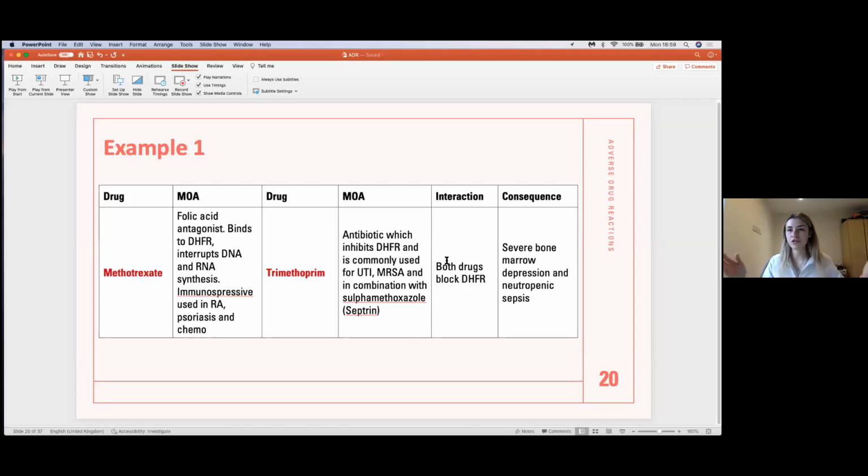So both these drugs are blocking your DHFR, and if you give them both to a patient, you will cause severe bone marrow depression and neutropenic sepsis. This is a big no-no, just never do this. If you see this in exam questions, see this as a red flag straight away. They can't be prescribed together.